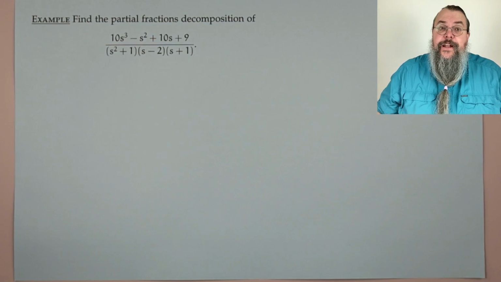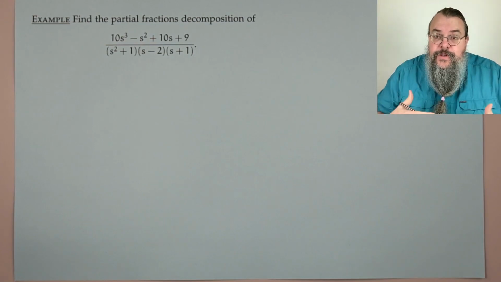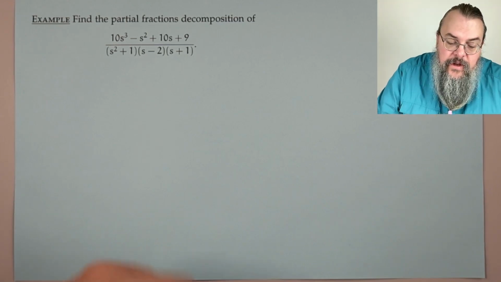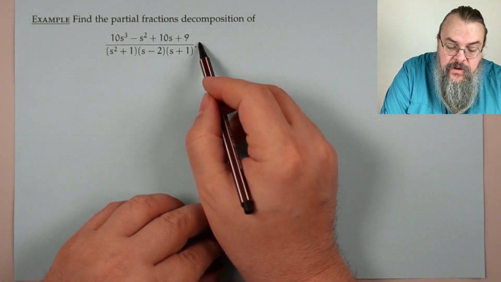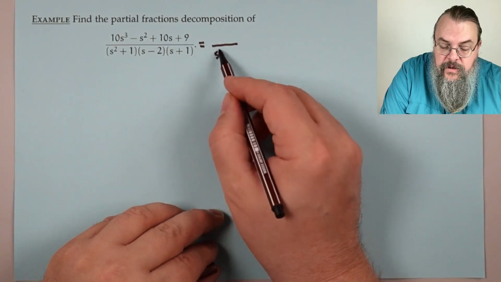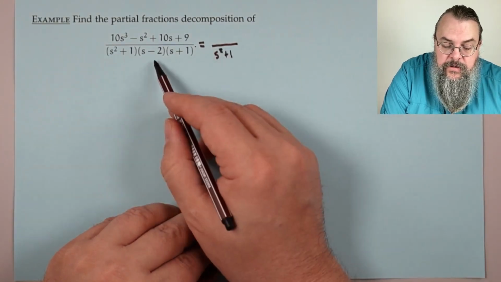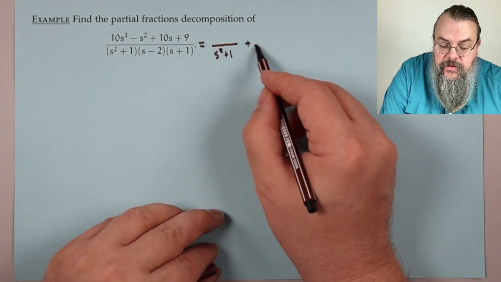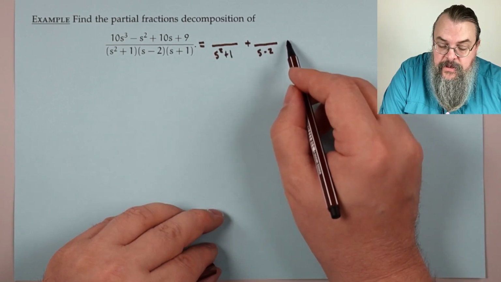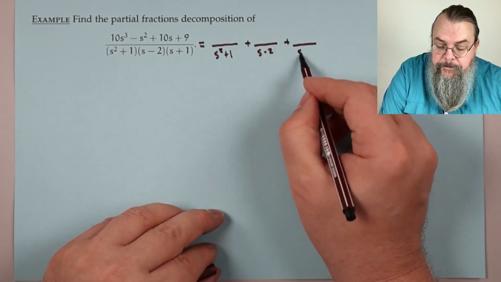So, okay, great. Now that we have it, the first thing we want to do is pull it apart in the right form. So we say, okay, we look at our pieces. We have three pieces. Well, we have an s squared plus 1. All right, so we'll have something there. We have an s minus 2. So we'll have something there. And then we have an s plus 1. And so we'll have something there.